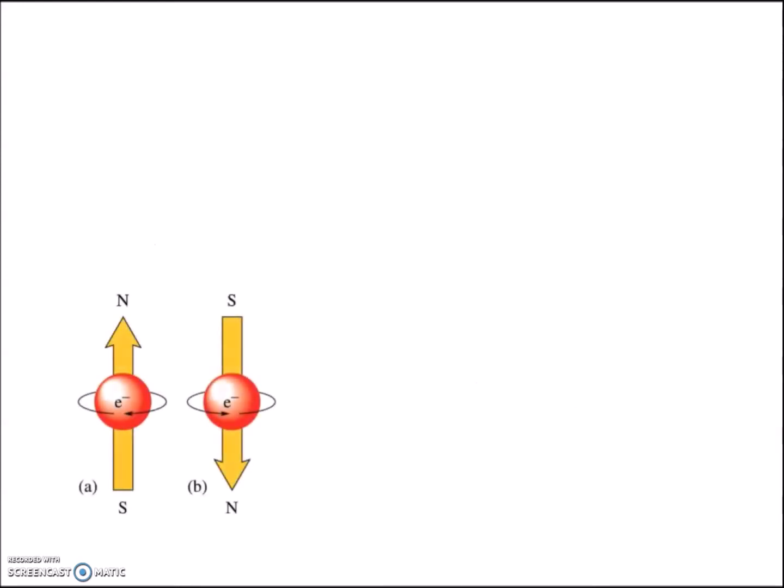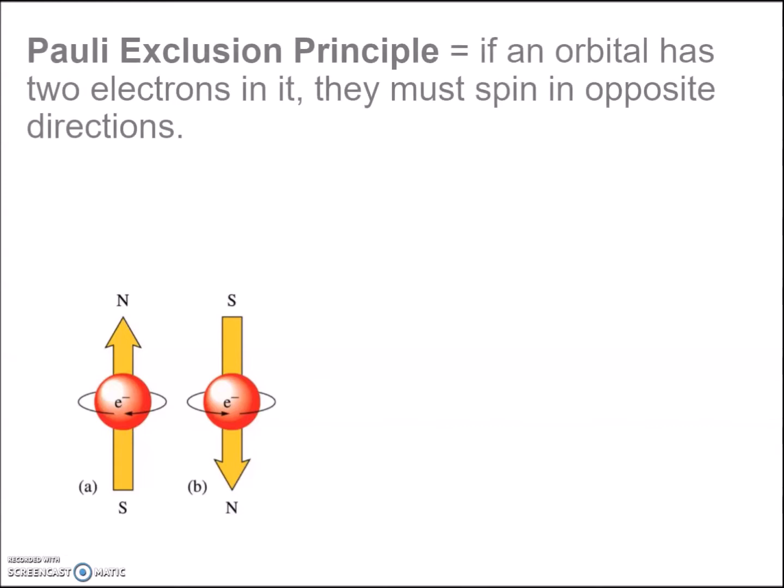First, let's recall a rule that we had learned when writing electron configurations. That was called the Pauli exclusion principle. What that said is, if an orbital has 2 electrons in it, they need to be spinning in opposite directions. Now, the real reason behind that has to do with the magnetic field that a spinning electron charge generates. And that's a taste of physics that we don't need to dwell on right here.